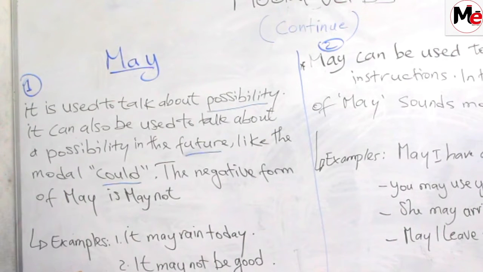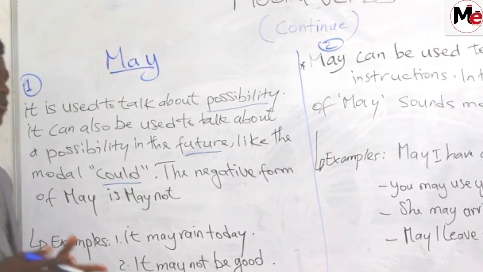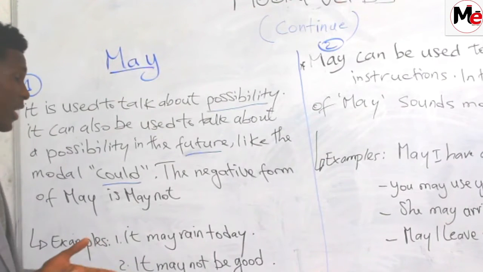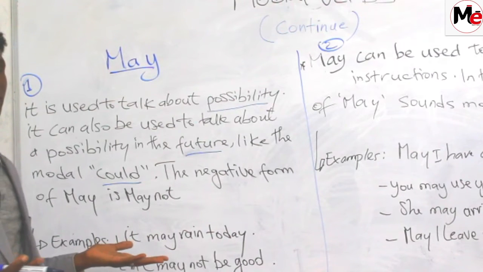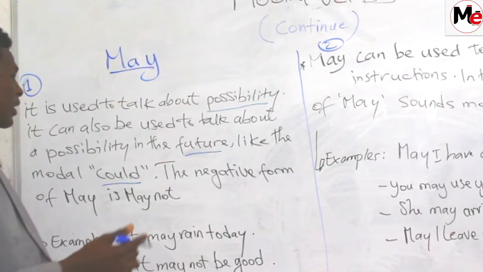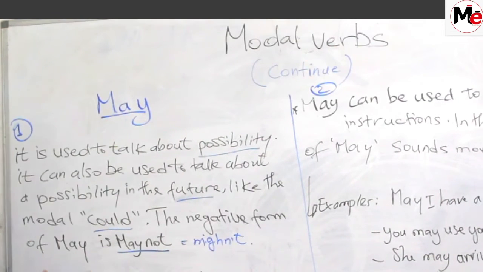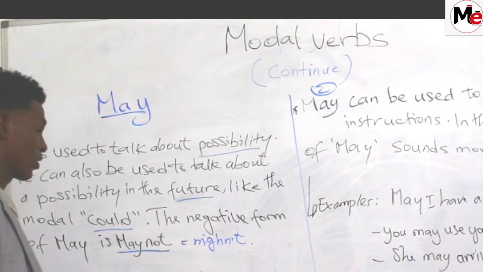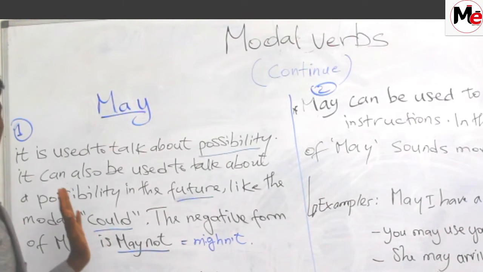So here are a couple of examples. It may rain today. So this is a possibility. There's a possibility that it can rain today, but it could also not rain. This is just a possibility. And the negation is may not. So it may not rain today, but it can also rain. This is a possibility. It can just happen.